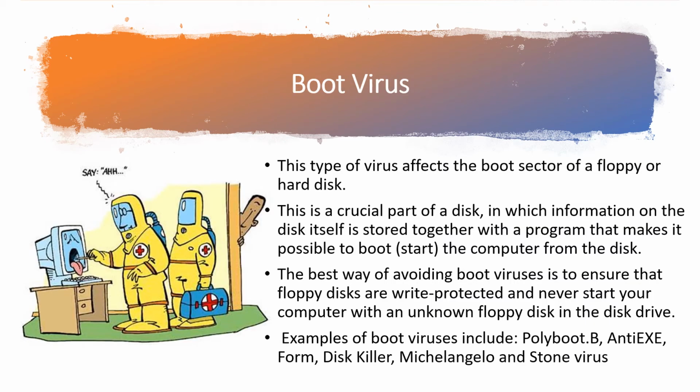So next is boot sector virus. This virus affects the boot sector of a floppy or hard disk. This virus hides in a file on a USB drive or email attachment. The best way to avoid boot viruses is to ensure that floppy disks are write protected. Some examples of boot viruses include Polyboot.B, Anti-EXE, Form, Disk Killer, Michelangelo and Stone virus.